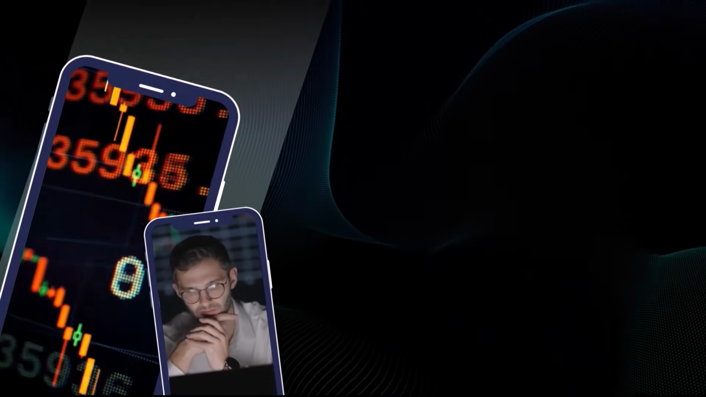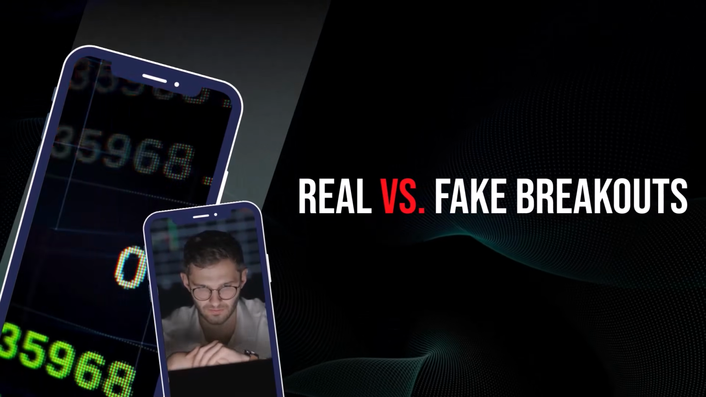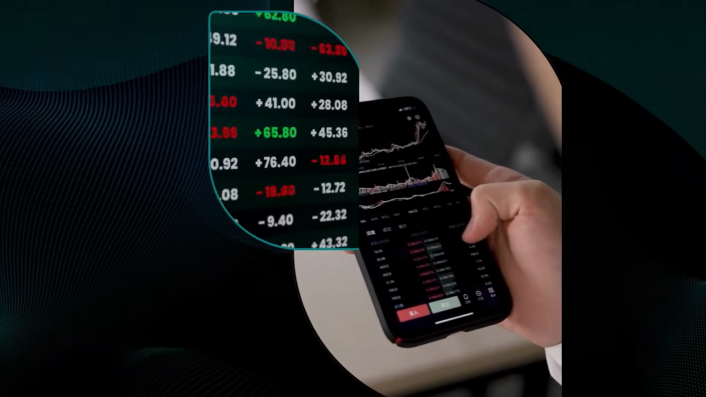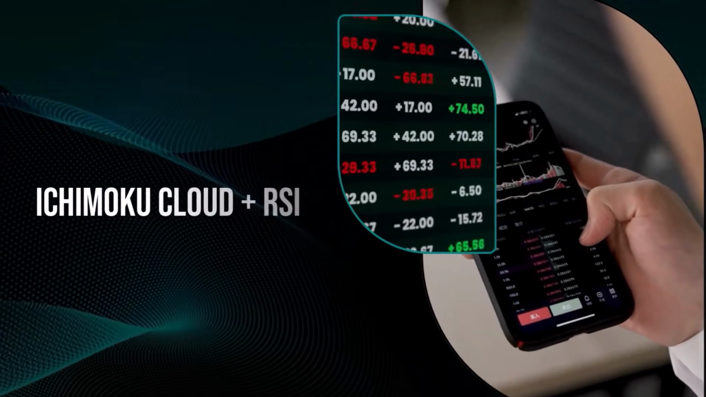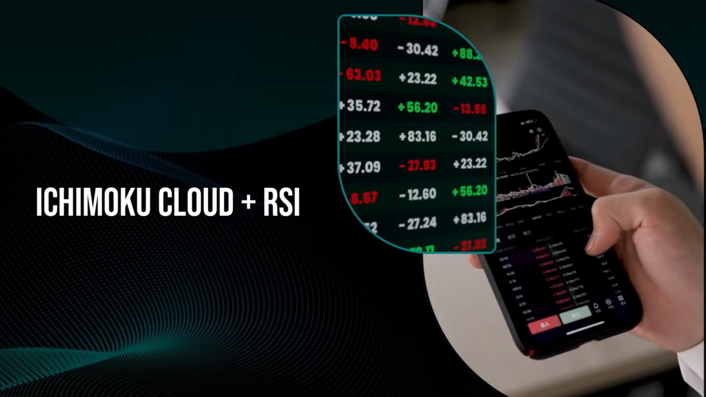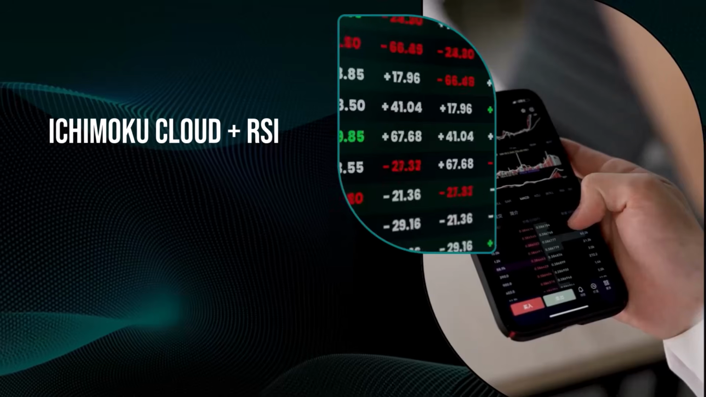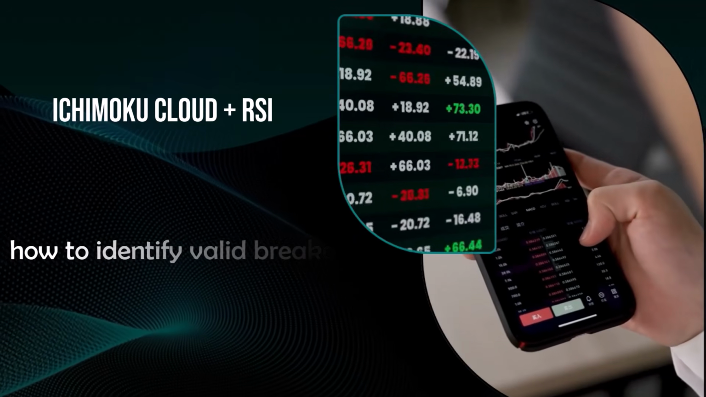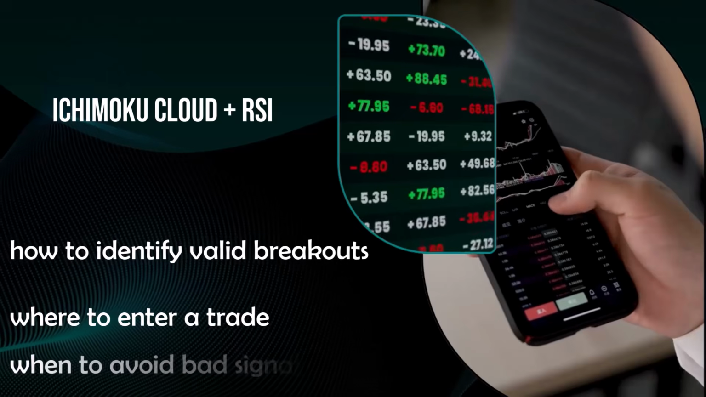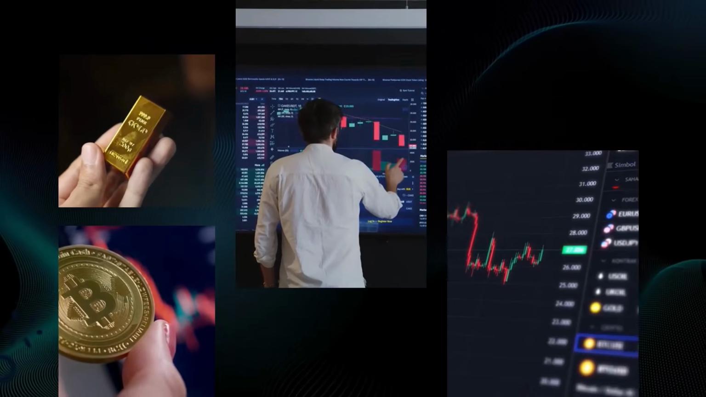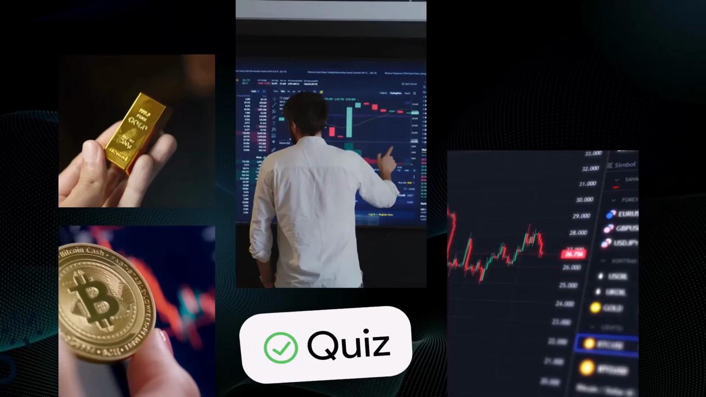One of the biggest problems for traders is identifying a real breakout from a fake one. In this video, I'm going to show you a simple but practical strategy that combines the Ichimoku Cloud and RSI to find stronger breakout opportunities. By the end of this video, you'll know exactly how to identify valid breakouts, where to enter a trade, and when to avoid bad signals. Stay until the end because I have prepared a quick quiz to test your understanding of this strategy.